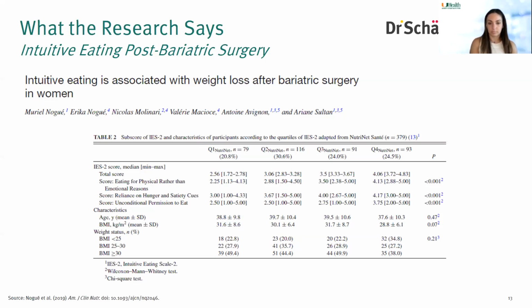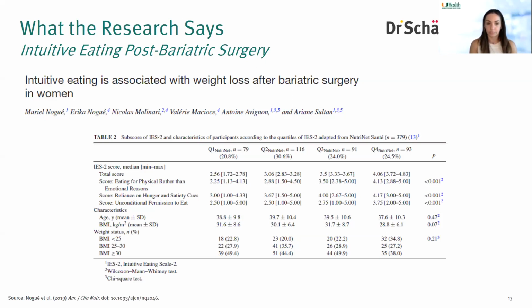The authors then did a multivariate analysis where they replaced the total IES-2 score by the 3 subscores, so those same ones we were mentioning before, and only eating for physical rather than emotional reasons remained significantly associated with relative BMI change. So that's an interesting fact, that really the eating for physical rather than emotional reasons was the one that was changed the most.